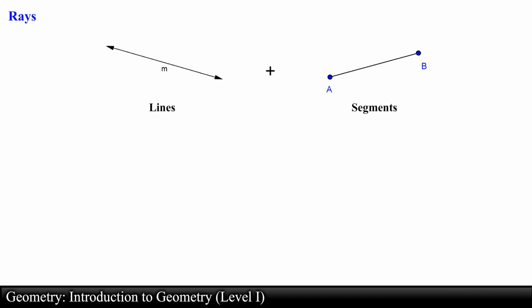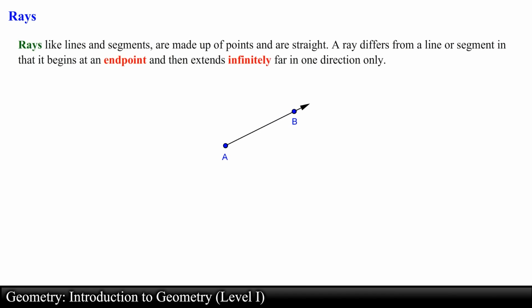Is it possible to create a figure that contains both of these characteristics? The answer is yes. These hybrids are called rays. Rays, like lines and segments, are made up of points and are straight. A ray differs from a line or segment in that it begins at an endpoint and then extends infinitely far in one direction only. Lines extend in 2 directions. Rays extend in 1 direction only, so make sure you keep that in mind. The following are examples of rays.